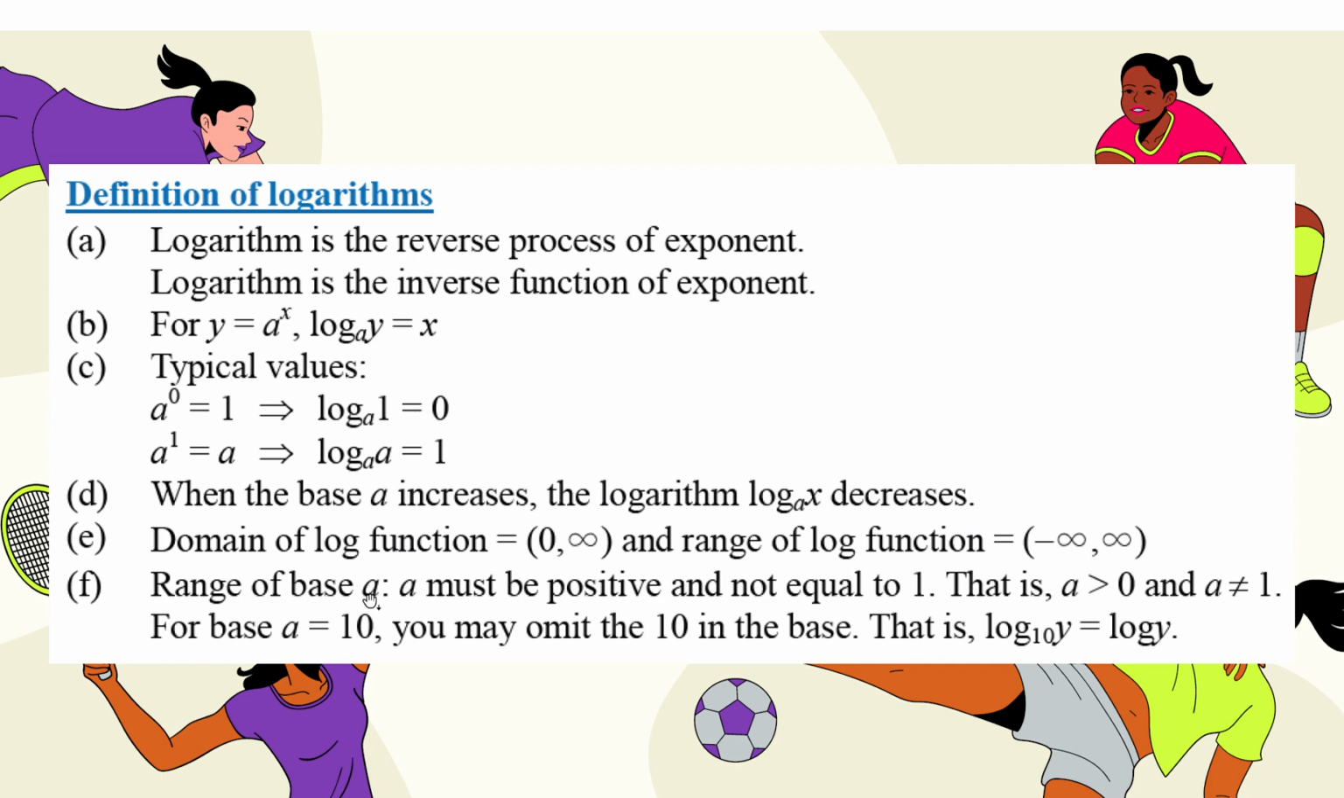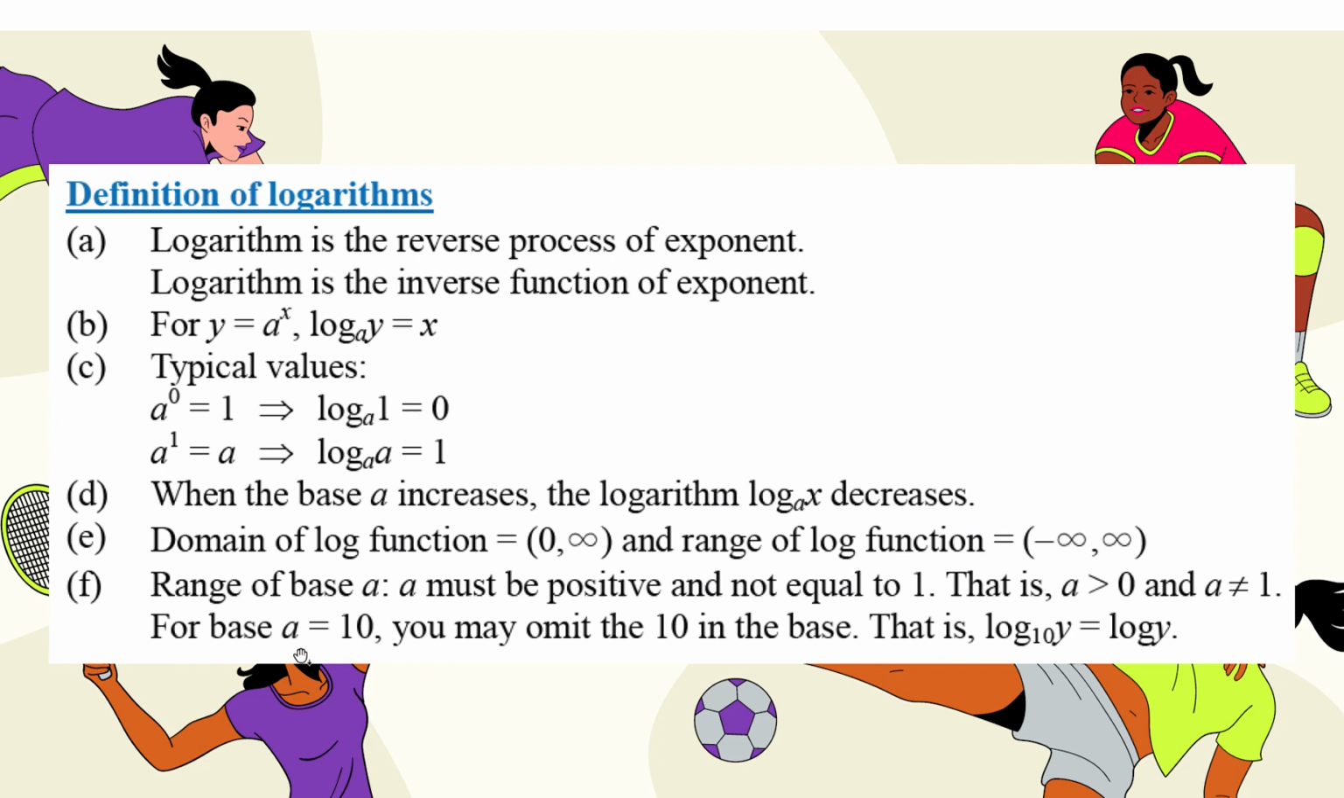And the range of the base a: we want a to be positive also, and not equal to 1, because base 1 has no meaning. 1 to the power of anything is 1, so we can't use it to find another number. So a is larger than 0 and a is not equal to 1.